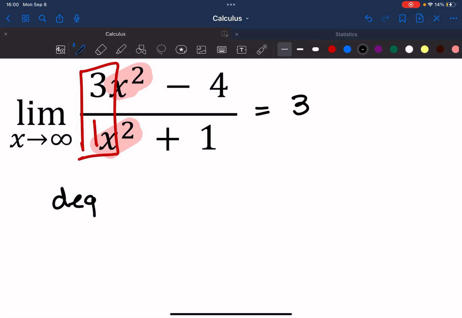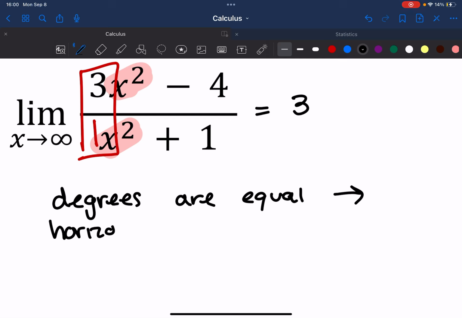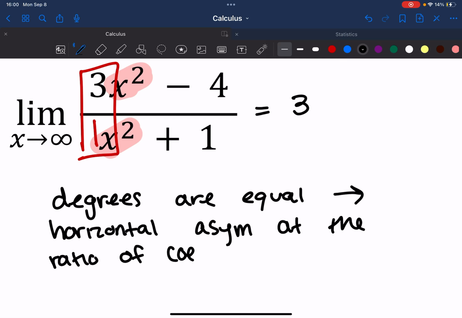So since my degrees are equal, this implies I have a horizontal asymptote at the ratio of coefficients. So this implies y is equal to 3. Okay.